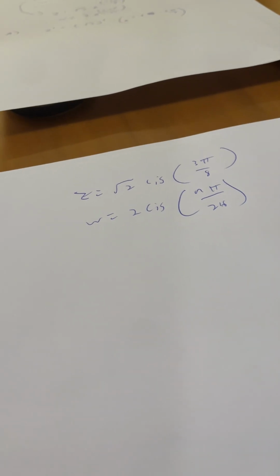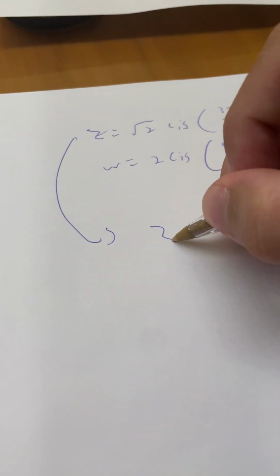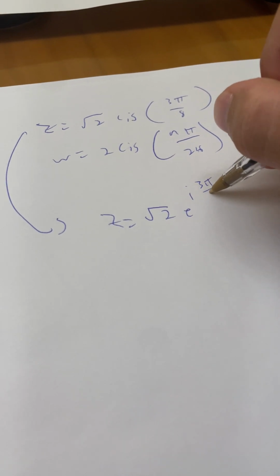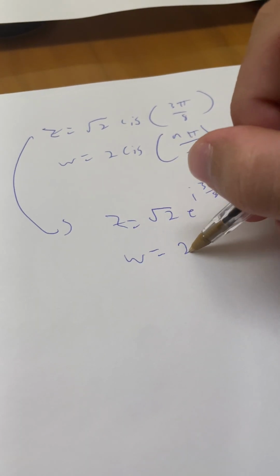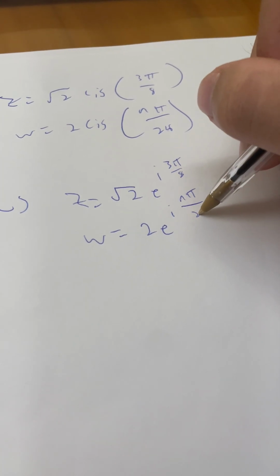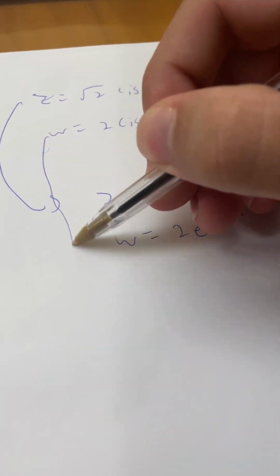Okay, so in this problem we have z equals square root 2 cis 3 pi over 8 and w equals 2 cis pi over 24. This part is quite simple. We have those and then we just want to turn them into Euler form. So z would just equal square root 2 e to the i 3 pi over 8 and w would equal 2 e to the i pi over 24. So that we should know, converting it to Euler form. This to this and this to this.